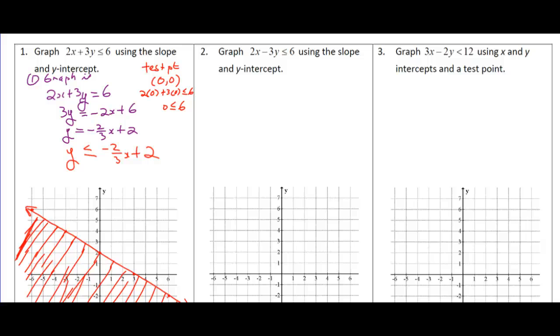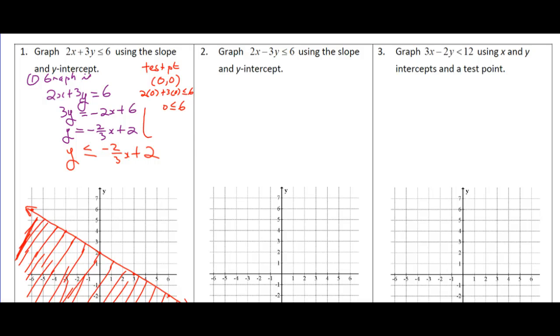So we did it slope-intercept to get the line. We said it's less than or equal to, which means that the line is part of the region, part of the solution. We graphed the boundary line and we made it solid because this is part of the region. We then tested a point. Okay, let's try 0, 0. Yeah, that works.